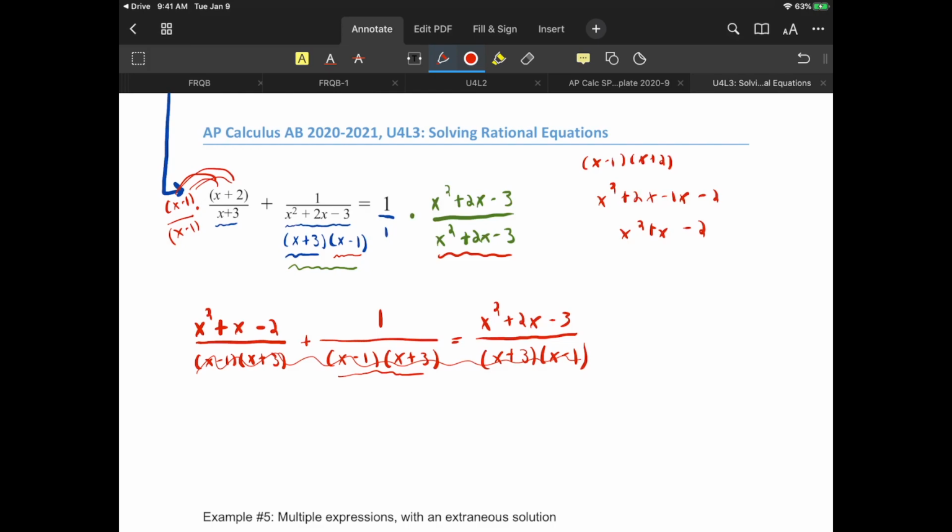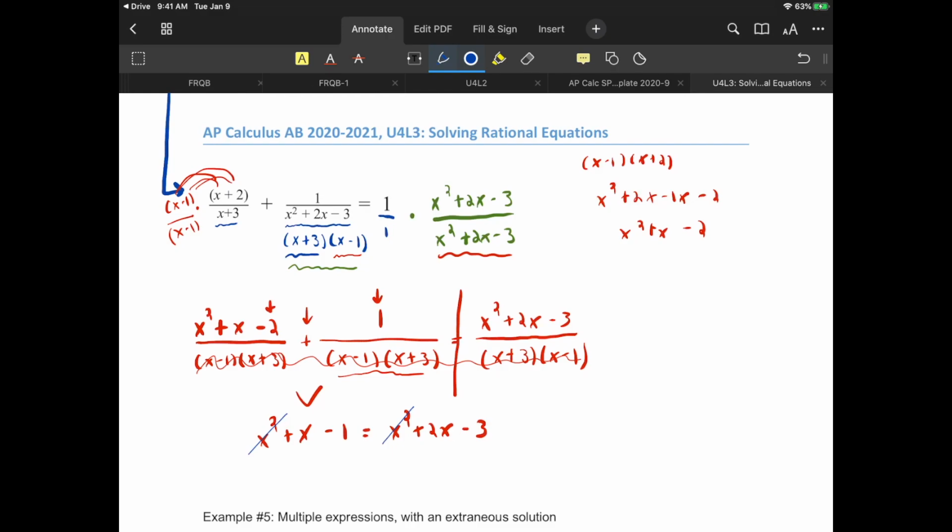So remember these are still two sides of an equation. Our numerators all have to be equal. So combining these first two, this will be x squared plus x, and then I'll do negative 2 plus 1. So x squared plus x minus 1 is equal to x squared plus 2x minus 3. And so, a few things are going to happen here. If I subtracted x squared from both sides, our x squareds would go away. So I'm just going to have x minus 1 equals 2x minus 3.